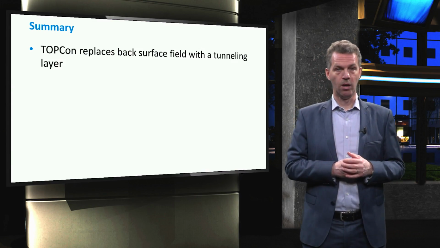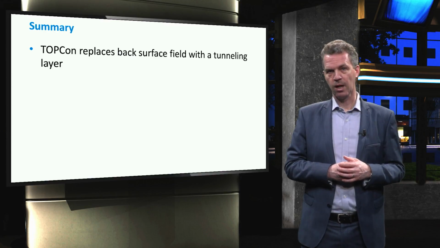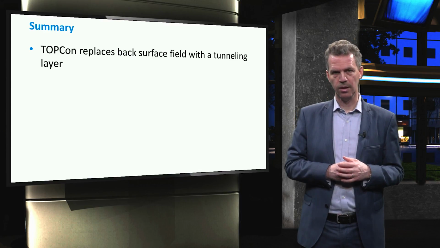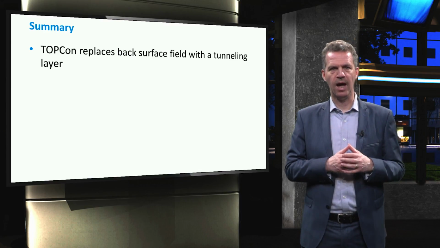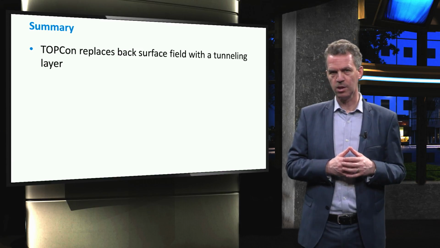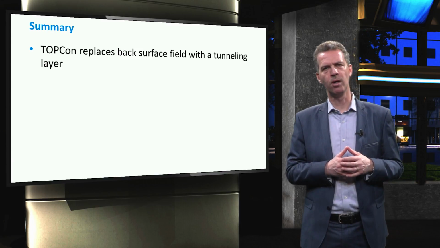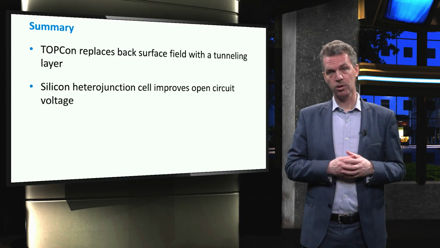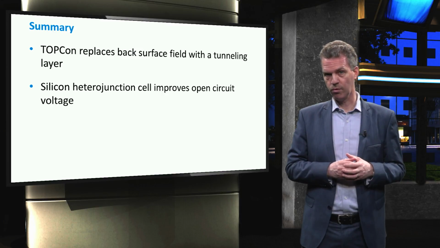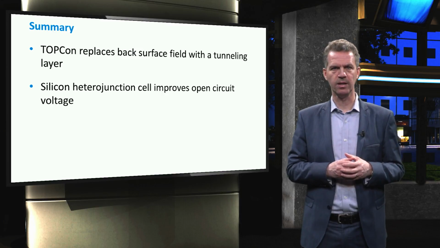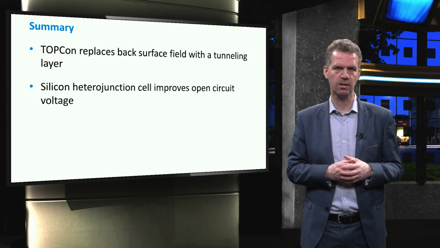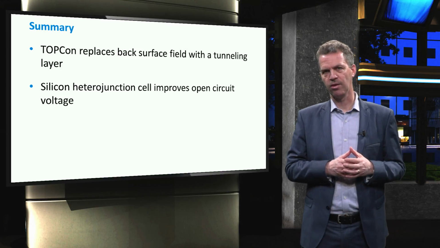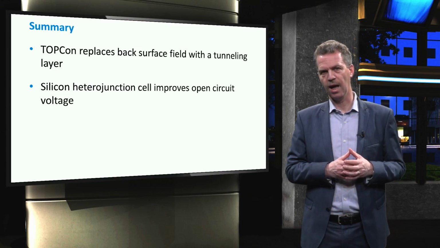To conclude this video, we have seen that the TOPCon design can replace the back surface field and localized contacts with an ultra-thin tunneling layer and full metallization at the back, resulting in a record efficiency of 25.7% for a both sides contacted crystalline silicon solar cell. The silicon heterojunction solar cell optimizes the open circuit voltage as the amorphous silicon passivation layers form a heterojunction with the crystalline silicon wafer. This technology favors a low production cost at the same time by low temperature processing and easy handling.